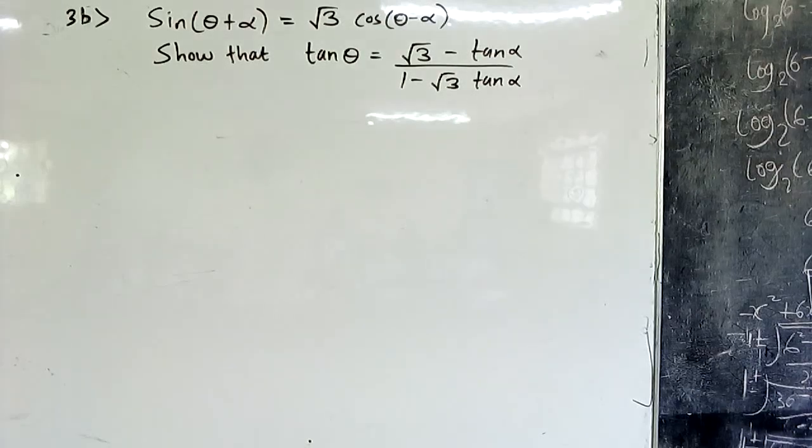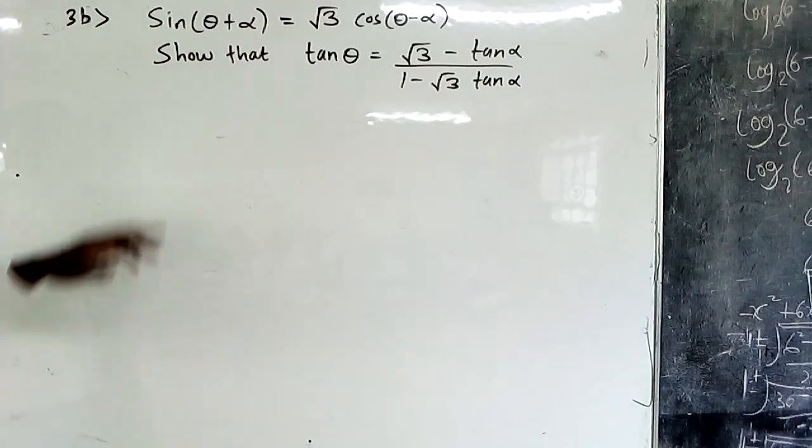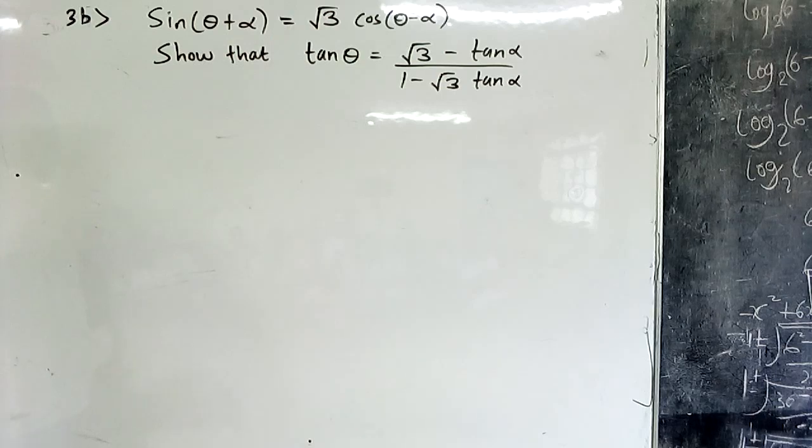So 3b, given that sin(θ + α) = √3 cos(θ − α), where cos θ cos α is different from 0, you've been told to show that tan θ is equal to, in the numerator, √3 − tan α, in the denominator 1 − √3 tan α. Now, this is a case of compound angles, isn't it?